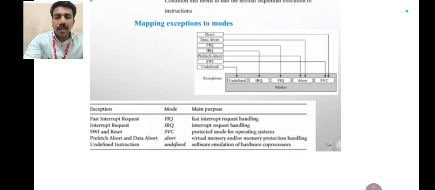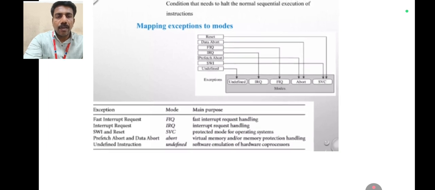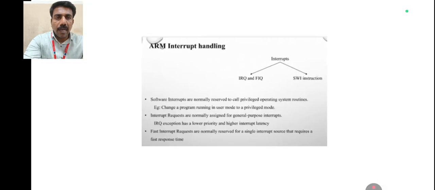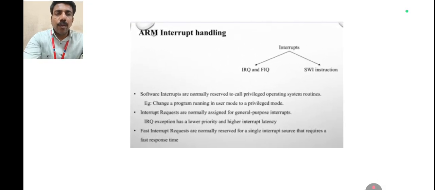Next, the last one is the undefined instruction. It is an undefined mode. The main purpose is software emulation of hardware coprocessors. Interrupt handling. The ARM processor has interrupt handling. There are two types of interrupt handling, IRQ and FIQ.